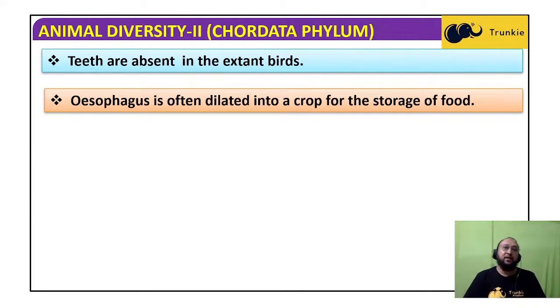The esophagus is often dilated into a crop for storage. What happens in the case of the bird? The esophagus coming from the buccal cavity dilates and forms a crop-like structure, a large space in the alimentary canal. So that is called the crop.